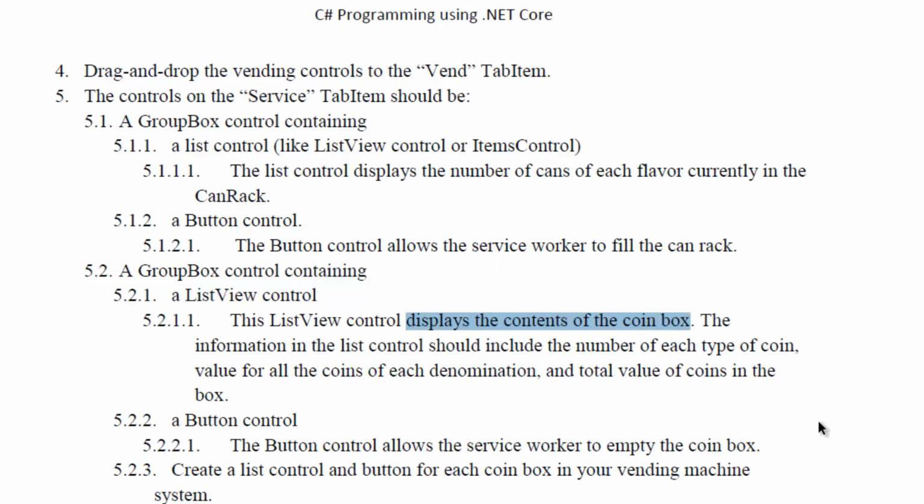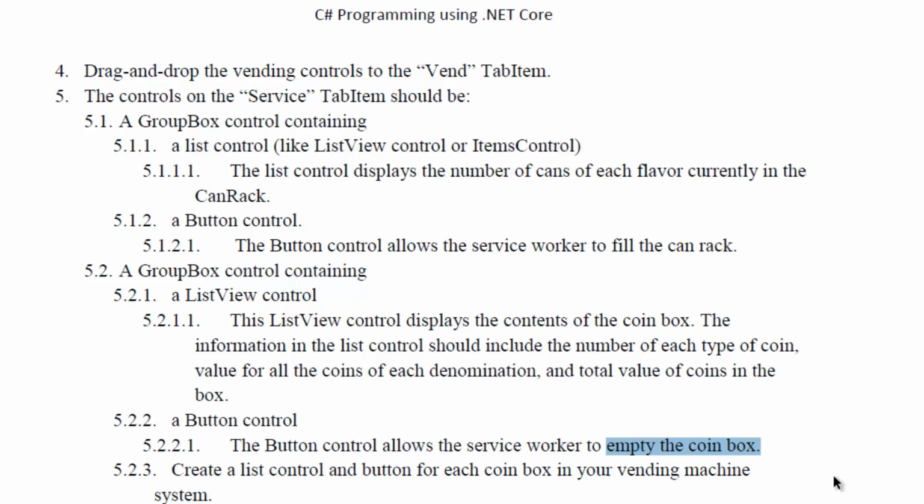So the information you want is the denomination of the coin, how many coins of that denomination you have in the coin box, and what the monetary value is of that number of coins. And then at the bottom, once you've listed all the other denominations, you'd have a total row that would say how many coins you have all together and what they're worth. And you'll also have a button in this group box, and that button will allow you to empty the coin box. And of course, if you've got more than one coin box, you'd want to have a list control like list view and a button that will allow the worker to empty that coin box.